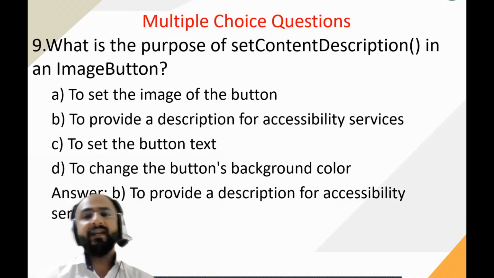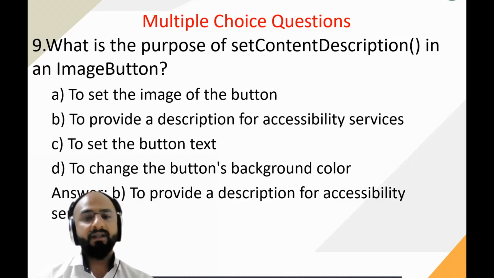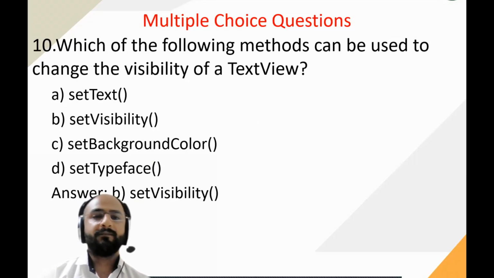What is the purpose of set content description in the image button? A, is used to set the image of the button; B, is used to provide the description for accessibility service; C, is used to set the button text; D, used to change the button background color. So here the right answer is B. The set content description method is used to provide description for accessibility of the service.